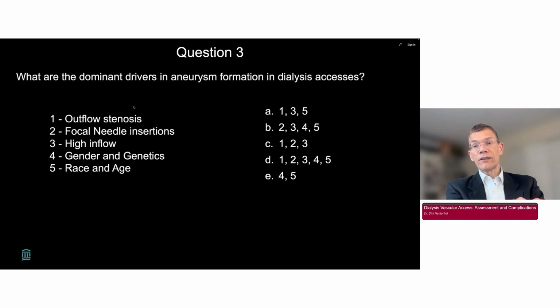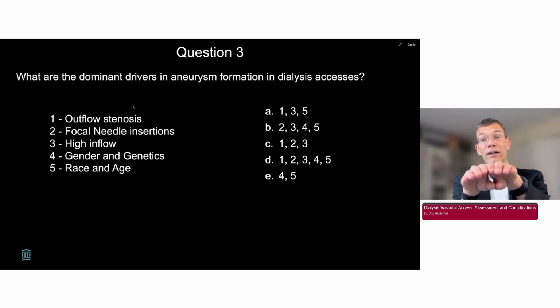And if there is pressurization at the needle site or in the access, you will then have an outgrowth as the healing is under pressure, and each time the living, breathing vessel wall and the living, breathing skin add cell layers to it. High inflow, gender and genetics of people, race and age. So do we have any takers there?